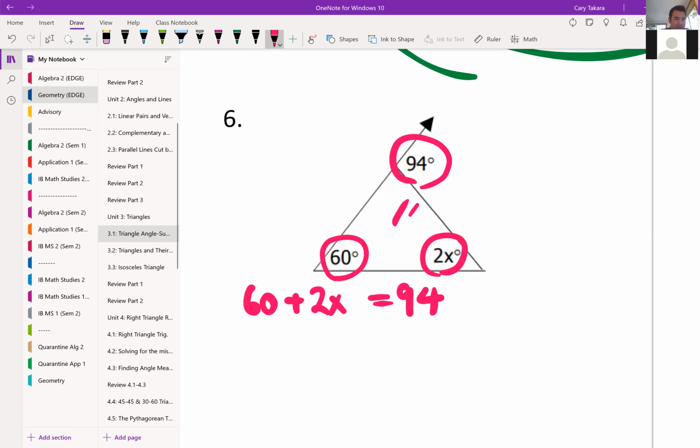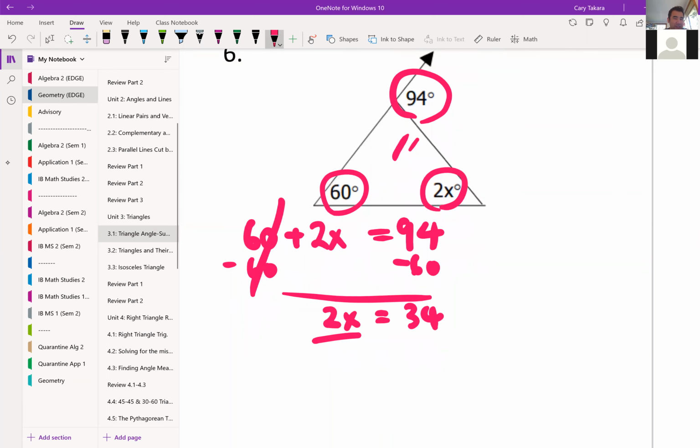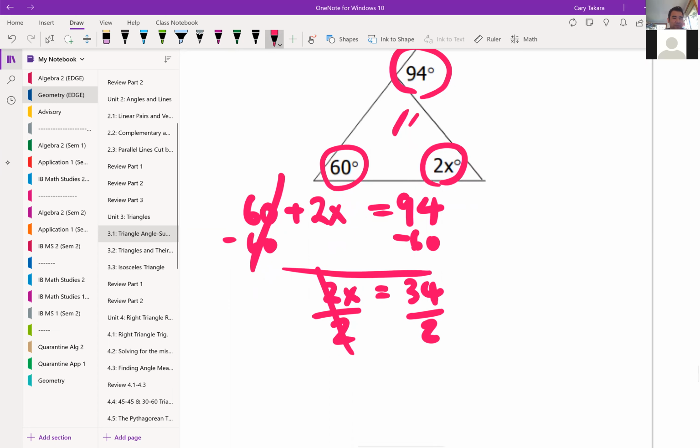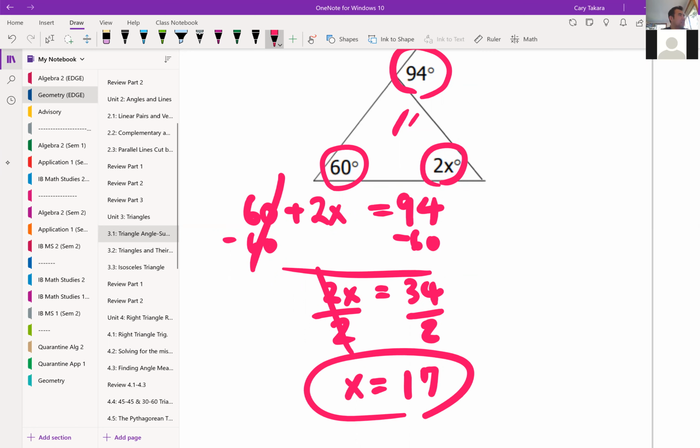And so you're going to subtract 60 on both sides. So 2x equals 34. And then you just divide by 2. X equals, what is it, 17? 17.